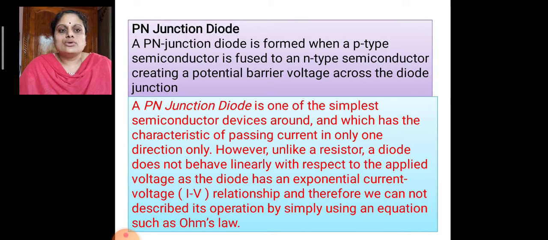A PN junction diode is one of the simplest semiconductor devices around and has the characteristic of passing current in one direction only. However, unlike a resistor, a diode does not behave linearly with respect to the applied voltage, as the diode has an exponential current voltage relationship. Therefore, we cannot describe its operation by simply using an equation like Ohm's law.